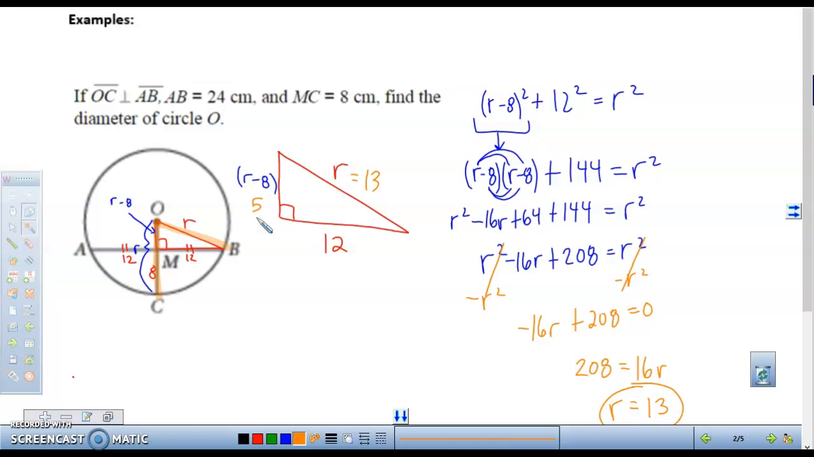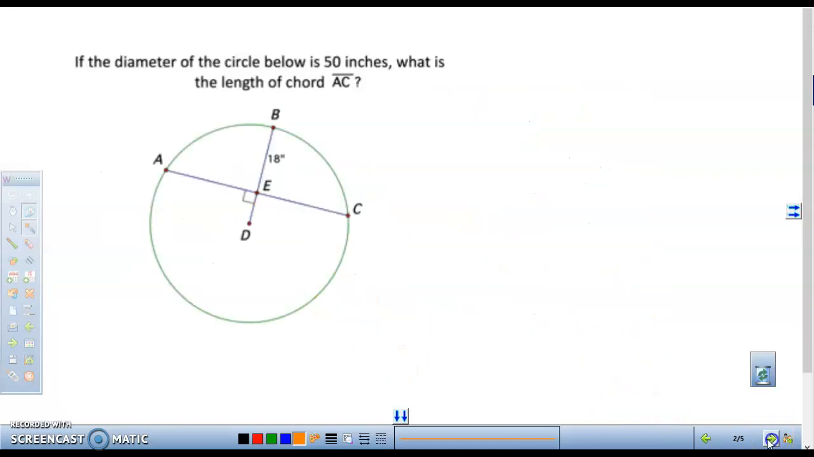So that means the radius is 13, and therefore, to answer the question, the diameter of this circle would be double the radius, so 26 centimeters. There we have it. A little bit tricky, but the goal here, you guys, is all about establishing a right triangle relationship so you can use what we learned in this unit. Let's look at another example.